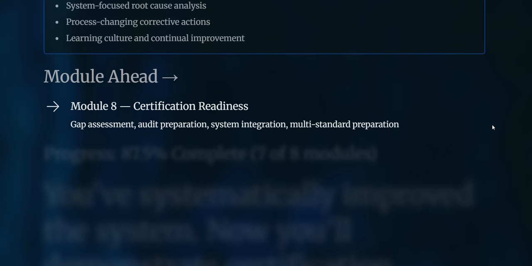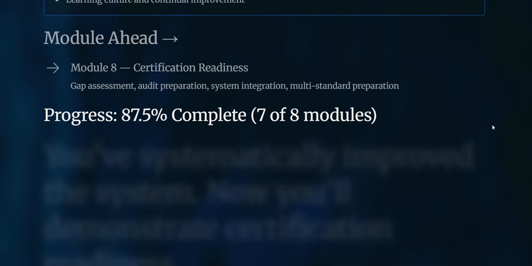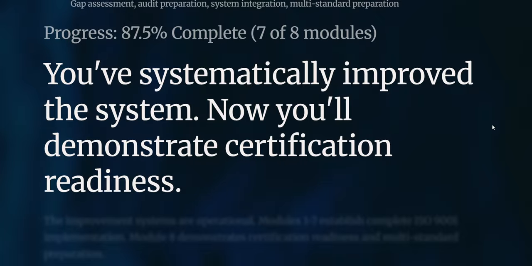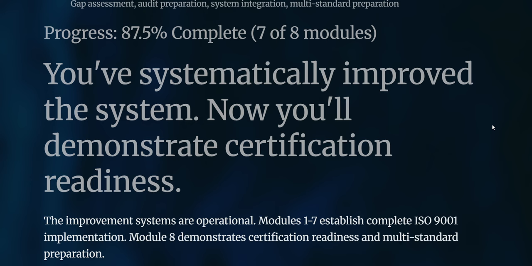Our module ahead, we do have the final module, which is Module 8, Certification Readiness. We will cover gap analysis, audit preparation, system integration, and multi-standard preparation. The progress so far is 87.5% complete, 7 out of 8, and you have systematically improved the system. Now you will demonstrate certification readiness. The improvement systems are operational. Modules 1 to 7 have established all the ISO 9001 quality management system implementation, and we are ready for certification.